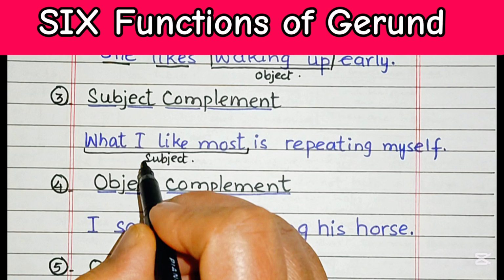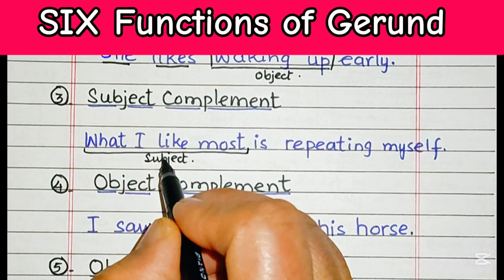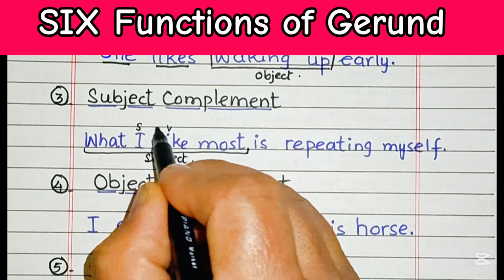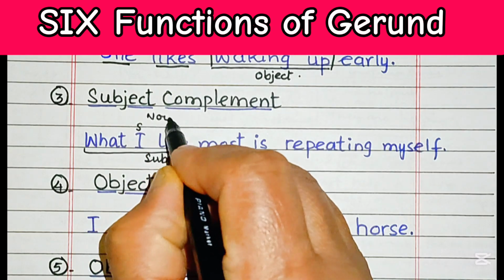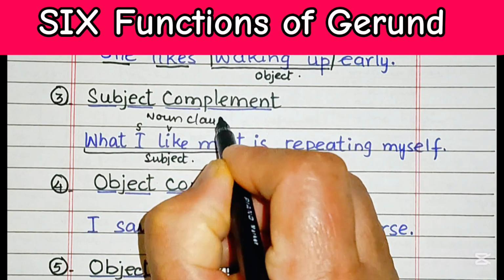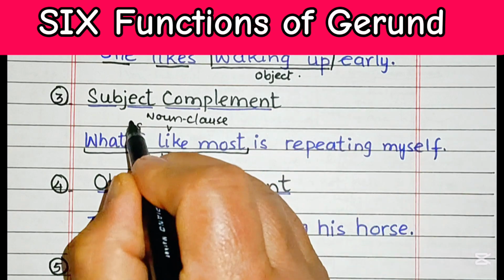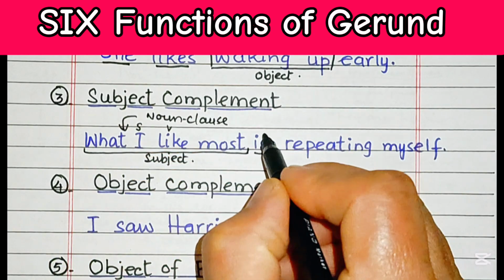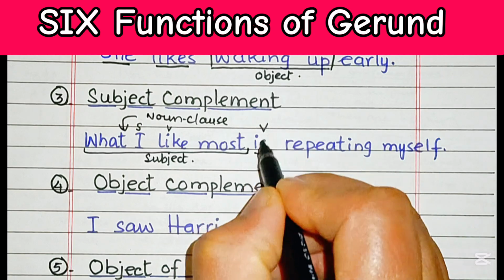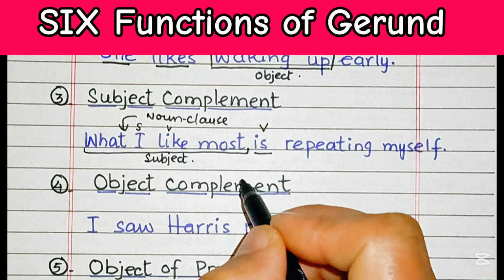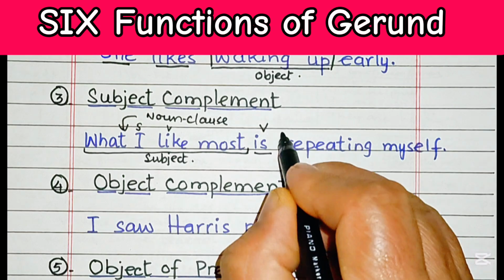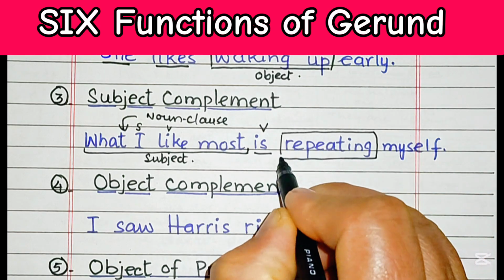And we know that it is in the form of a noun clause because it has got a subject and a verb. It's a noun clause. But it acts like a subject. And this is the verb over here. And we have the gerund here. This is actually the gerund.